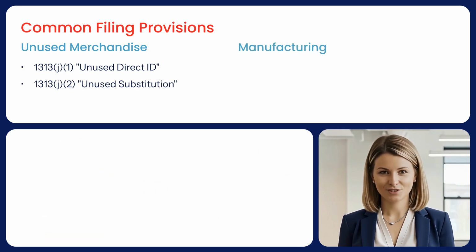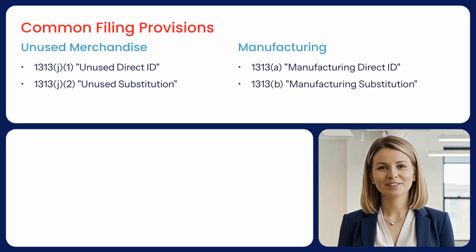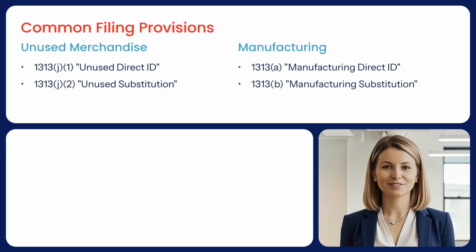Now on to manufacturing drawback. This applies when duty-paid components or raw materials are used to produce finished goods that are then exported. There are 2 filing provisions within manufacturing drawback. 19 U.S.C. 1313A, known as manufacturing direct identification, and 19 U.S.C. 1313B, known as manufacturing substitution.